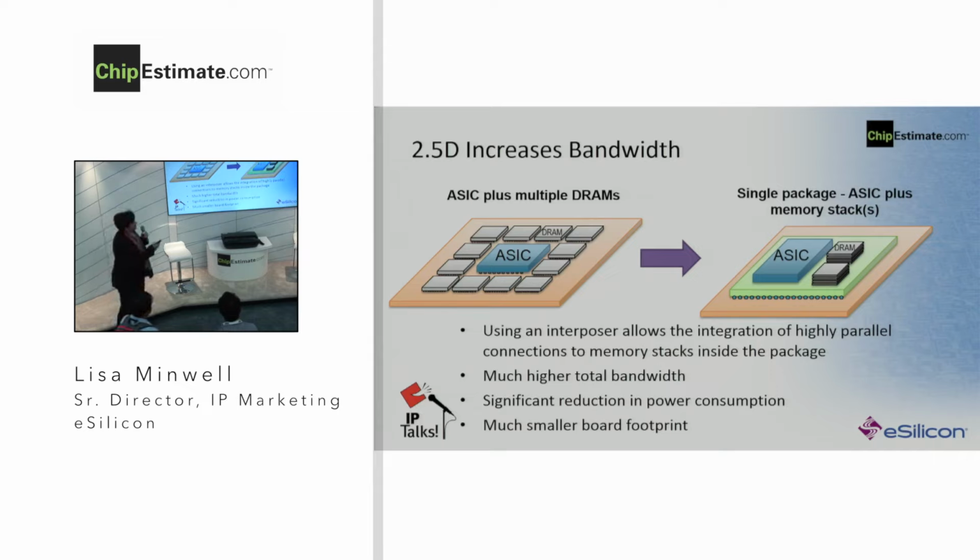So on the right-hand side, this is showing you an ASIC. Now you have some high bandwidth memory stacks. These are on an interposer technology. So what is happening here is you're increasing your bandwidth. You're in a smaller footprint. You've got decreased power as well. So this looks like a pretty good solution.